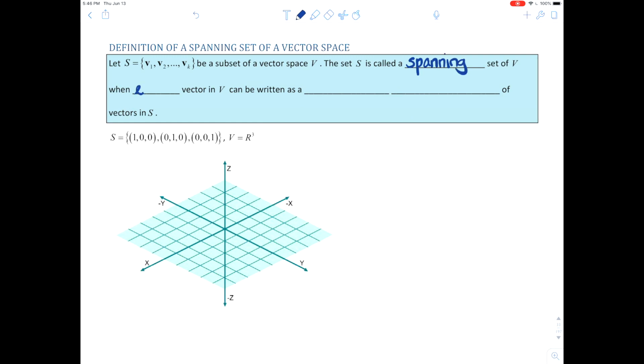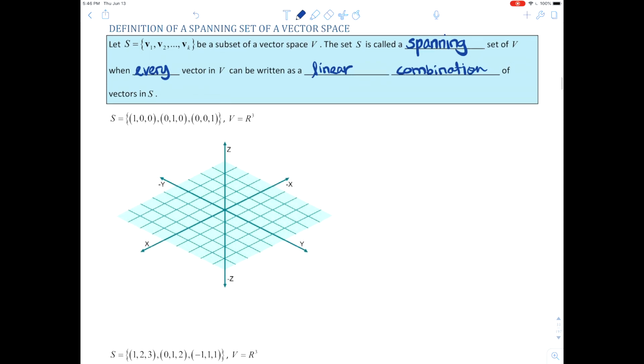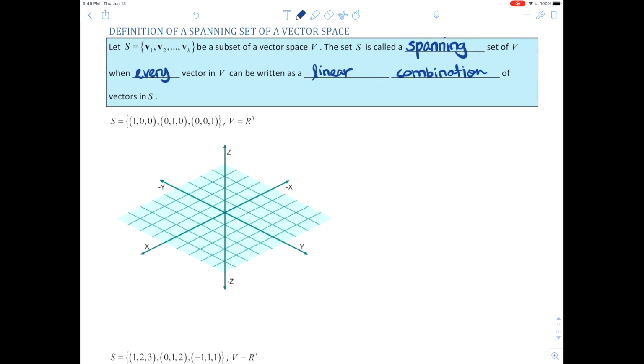The set S is called a spanning set of the vector space V when every vector in the space V can be written as a linear combination of vectors in S. Cool, cool? All right, well, the first set S that we're looking at is just what you're used to, your I, J, and K. All right. Okay, so I've had each tick mark have a value of a half.